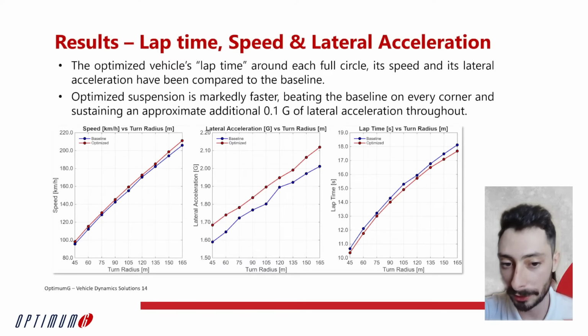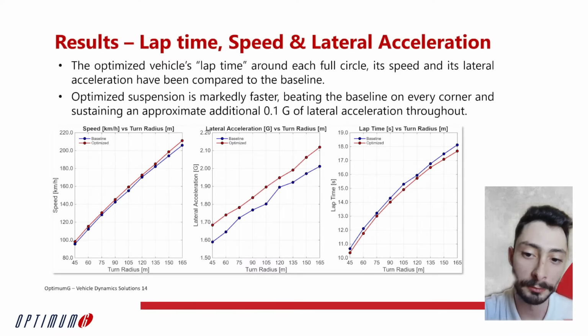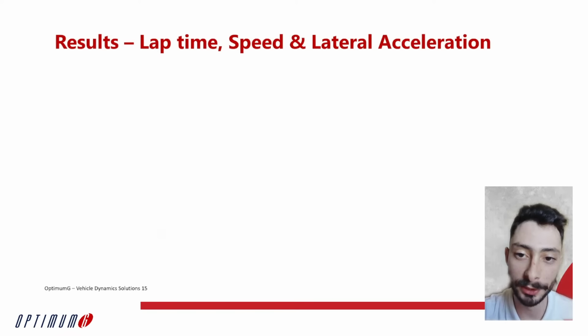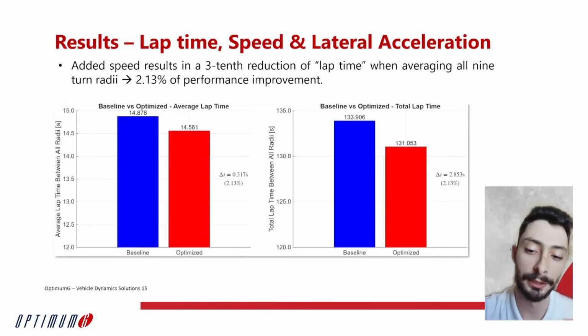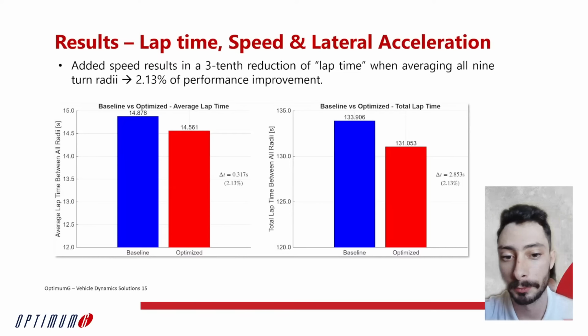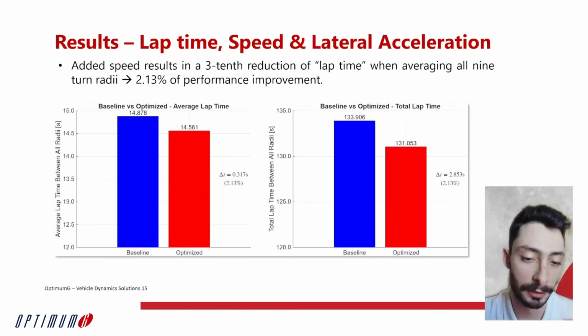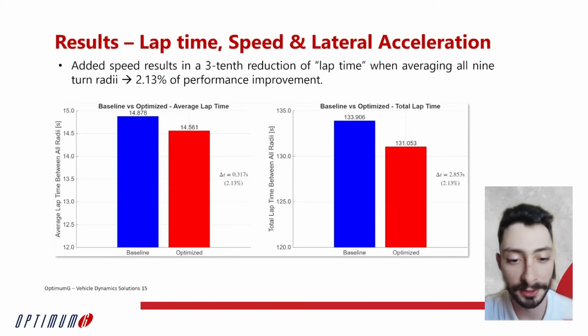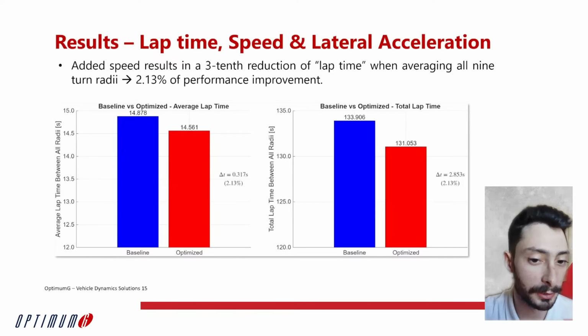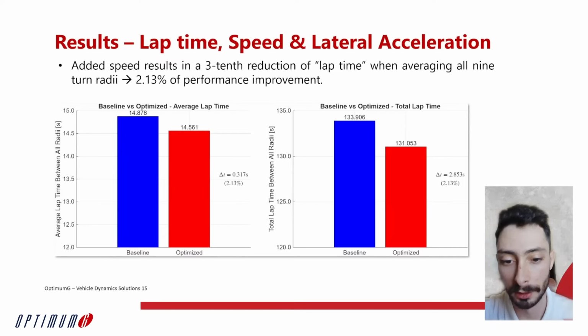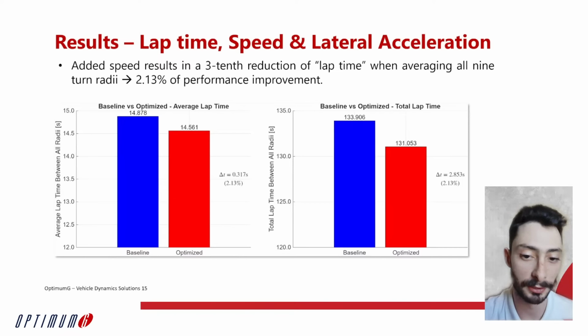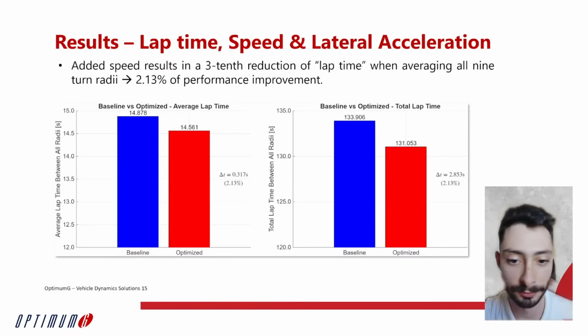We have pretty much 0.1 G here at every single corner. And we can see that the lap times are also diminished. When we plot that in a bar plot here, we can more clearly see that we can have, on average, 0.3 seconds faster per corner radius, which means a performance improvement of about 2.1%, which in racing can make a very large difference when you're talking about thousandths of a second between first and second place.